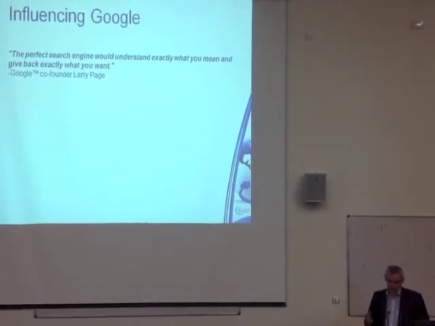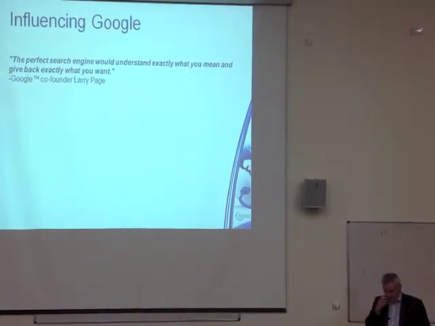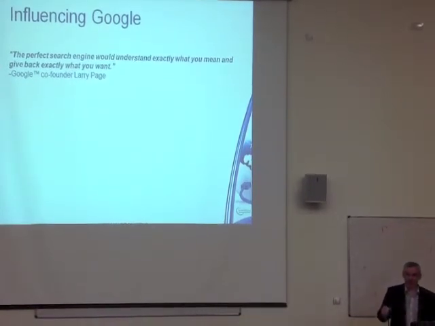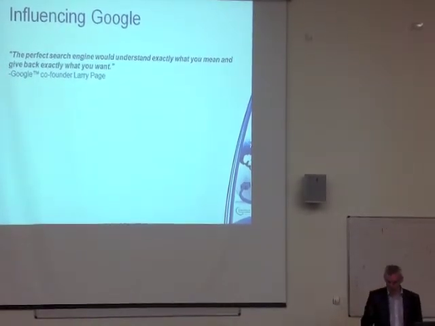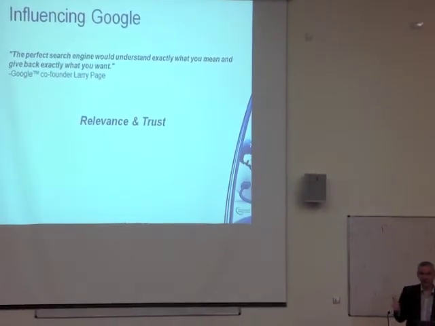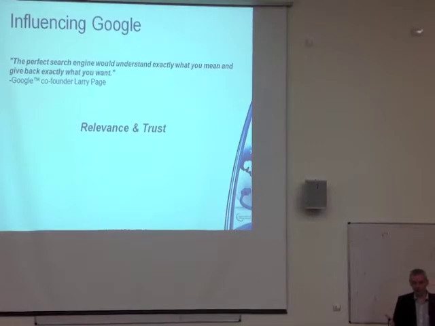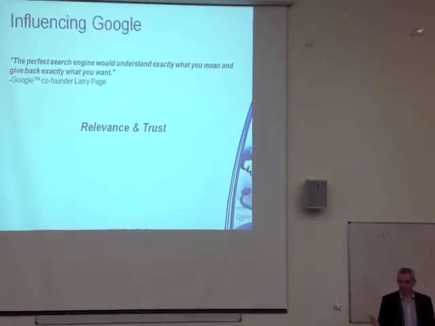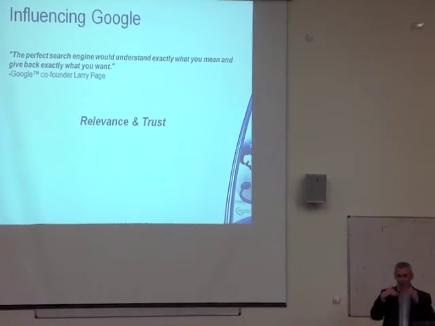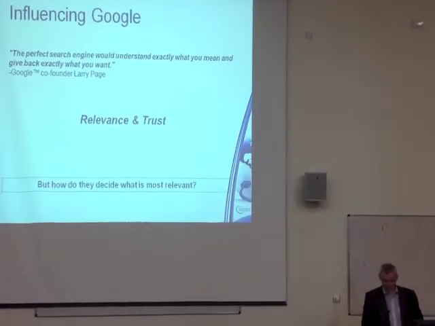Larry Page, the co-founder of Google, originally said the perfect search engine would understand exactly what you mean and give back exactly what you want. So his key elements were relevance and trust. He wanted the site returned to you to be relevant to your search, but he also wanted it to be trustworthy. And they're the two measures that Google uses to decide how to rank a site.